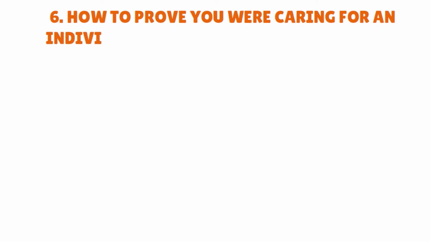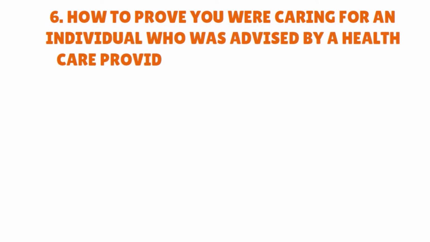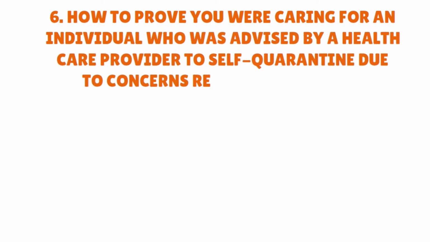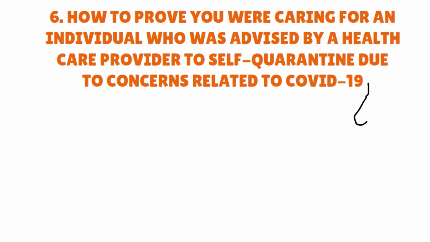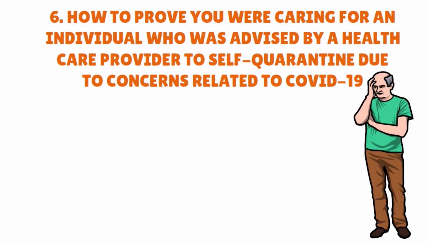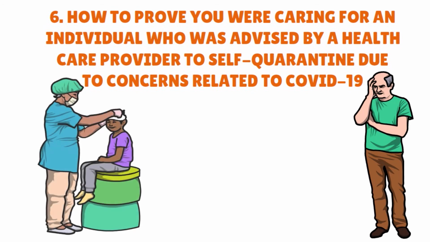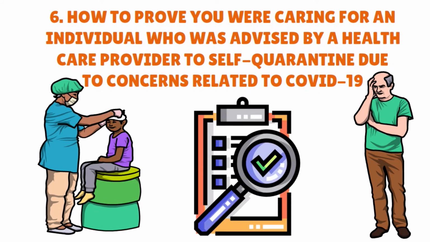Number 6, let's talk about how you can prove to the IRS that you are caring for an individual who was advised by a healthcare provider to self-quarantine due to concerns related to COVID-19. Now, there are a couple of things you can do. You must show the healthcare provider's notice. It could be a doctor's note from April 1st through December 31st, 2020. You need to show that the doctor's note applied to the person you are caring for.